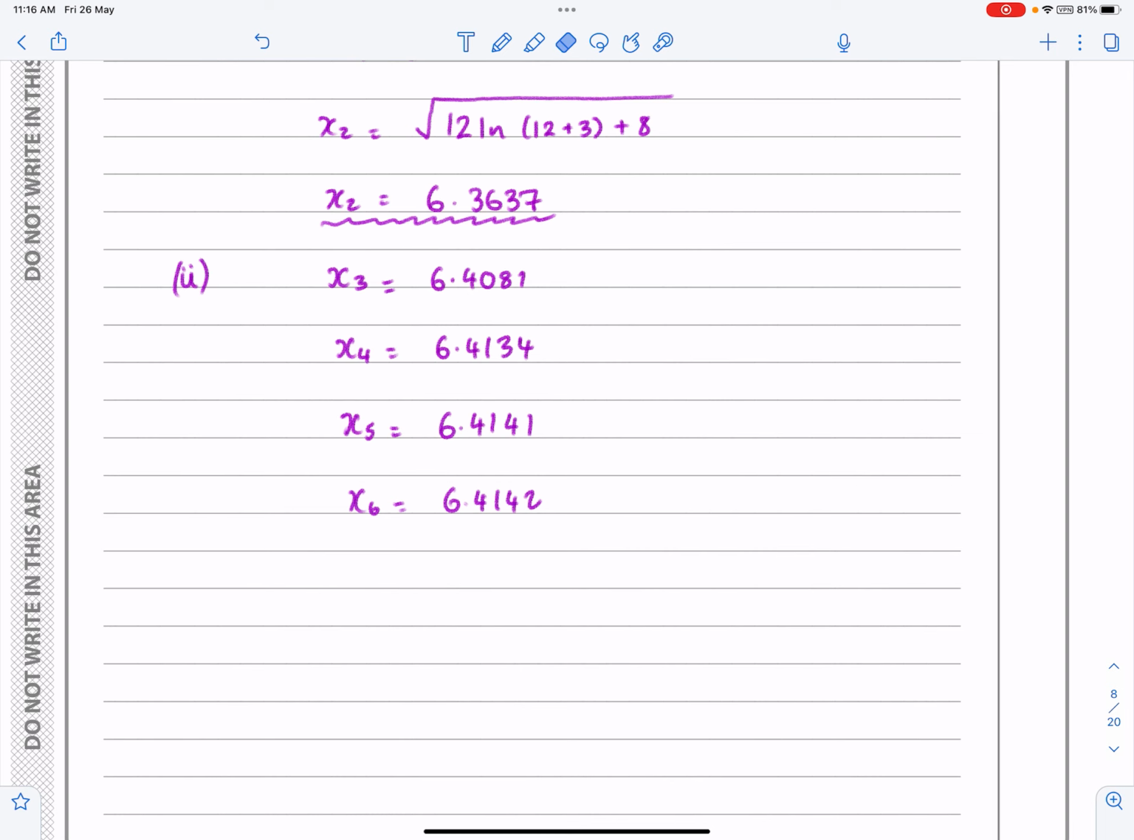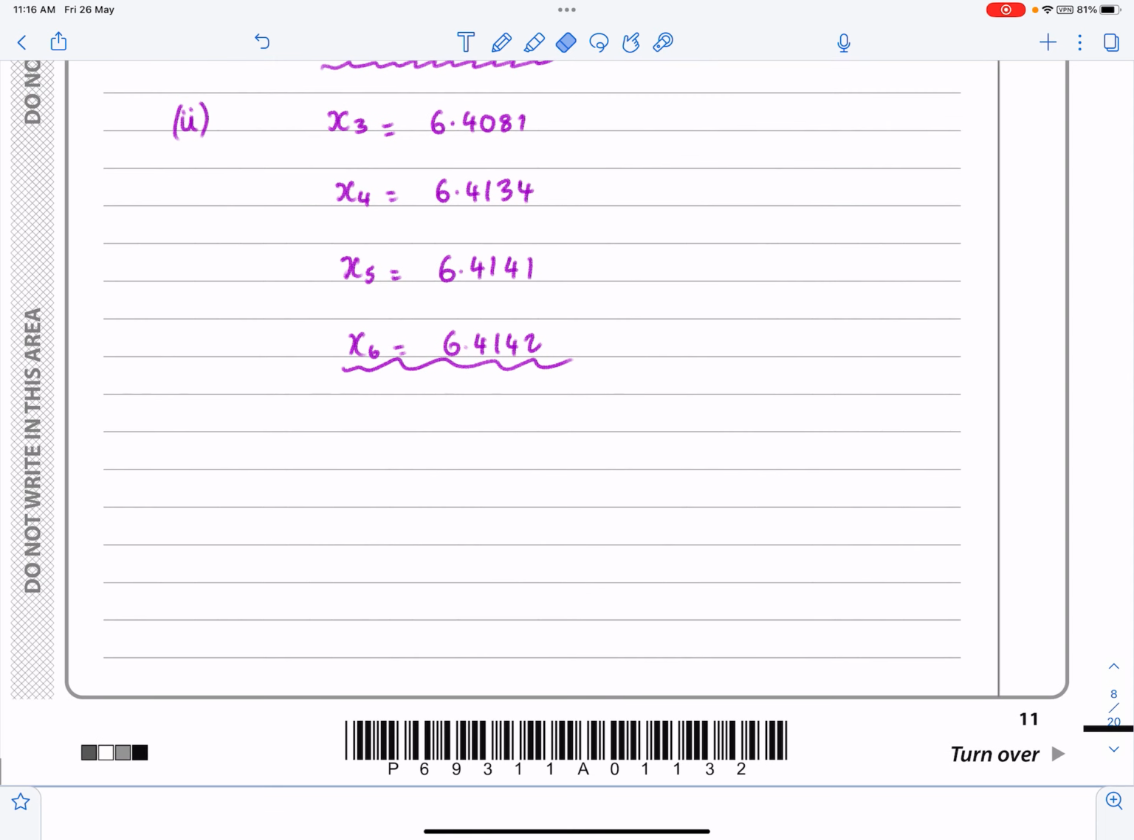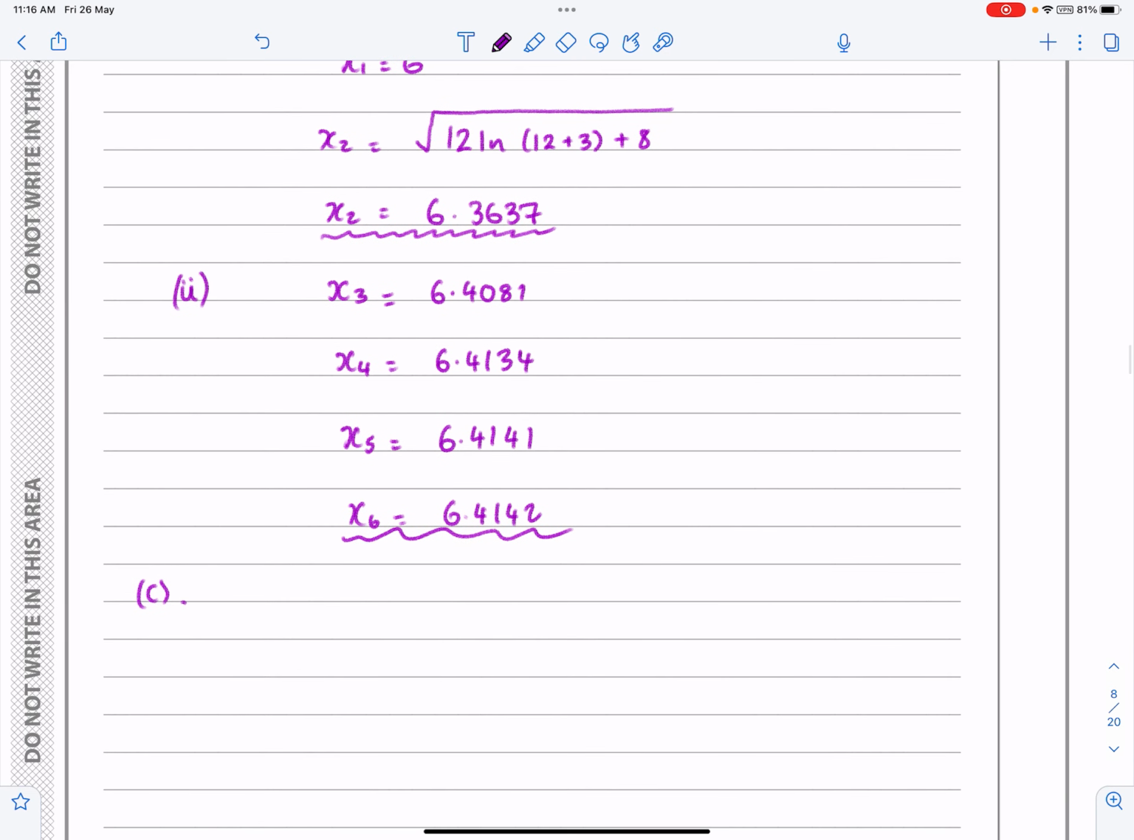So x6, I had to do it that many times, and now the changes in this number are happening more than 4 decimal places down. They will keep changing all the way through, but we're quite happy to have that as being my answer to 4 decimal places. Actually, I was quite surprised how many times I had to do that. So I was happy that it was continually converging on a point, but it's a lot of times to have to do that to get the answer coming out.